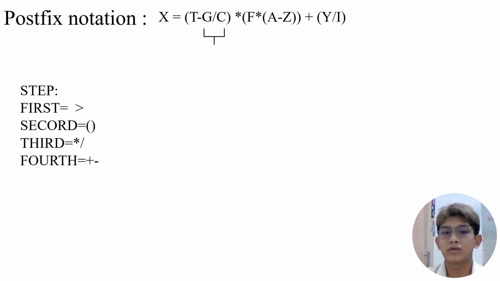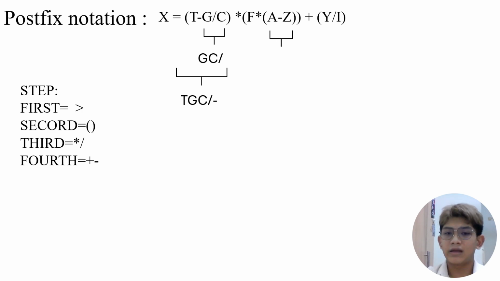So we must do the first column first. Why is it G and C, not T, first? Because we have the divide, we need to do that first. So now we can put the T and the minus. So the first column is done. So we can see another column.